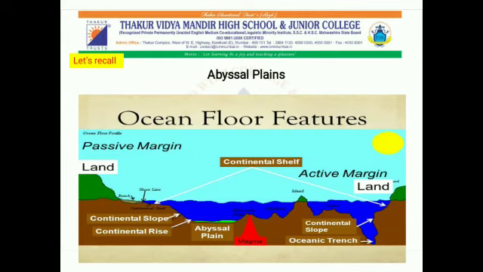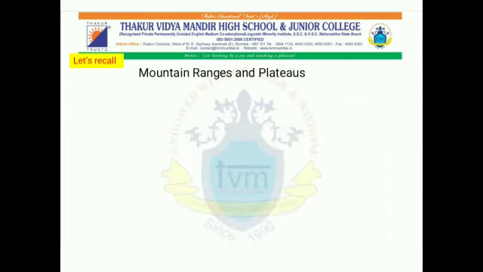We have also seen abyssal plains. What do you mean by abyssal plains? Beyond the continental slope lie the abyssal plains, which are the flat part of the seabed. The abyssal plains consist of various submerged landforms like hills, mountain ranges, plateaus, etc.